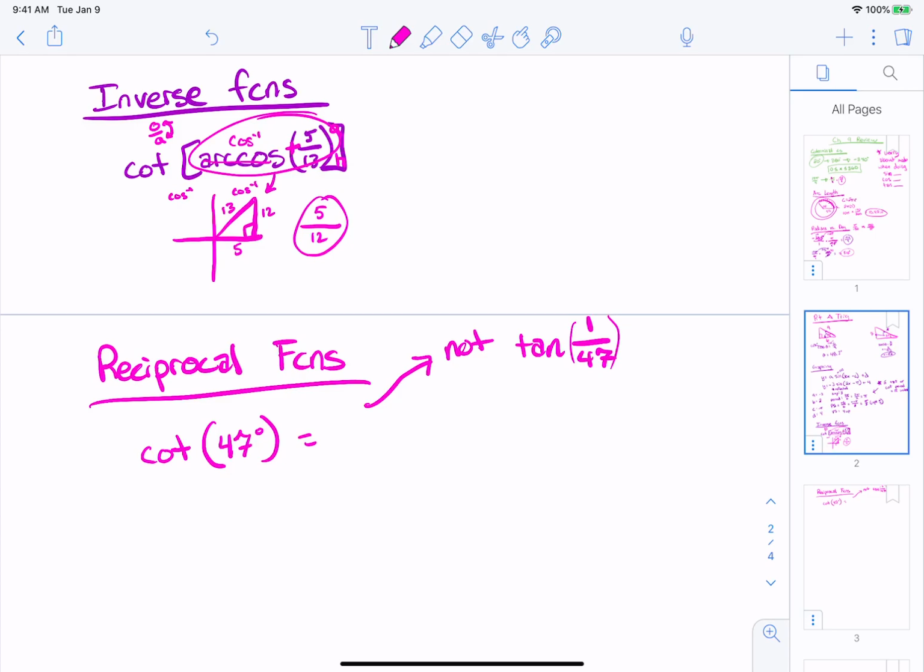Isn't that 1 over sine looking thing? Yeah, 1 over. It's 1 over tangent of 47. So you don't do 1 over 47. It's 1 over tangent of 47. Does that make sense? Yeah, you flip that.